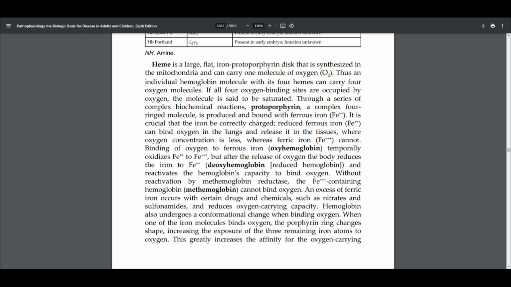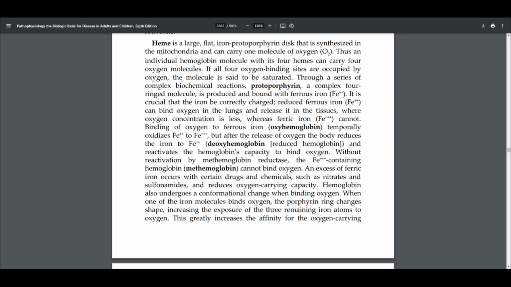Binding of oxygen to ferrous iron temporarily oxidizes the iron to a more positively charged iron. But after the release of oxygen, the body reduces the iron to its deoxyhemoglobin form and reactivates the hemoglobin's capacity to bind oxygen. Without the reactivation by methemoglobin reductase, the ferric iron-containing hemoglobin cannot bind oxygen. An excess of ferric iron occurs with certain drugs and chemicals, such as nitrates and sulfonamides, and reduces oxygen-carrying capacity.